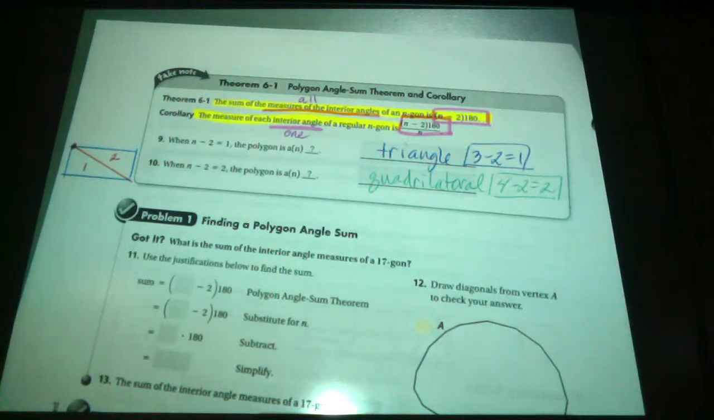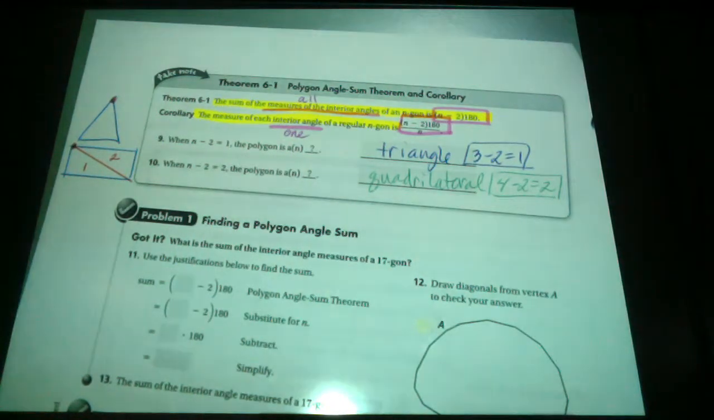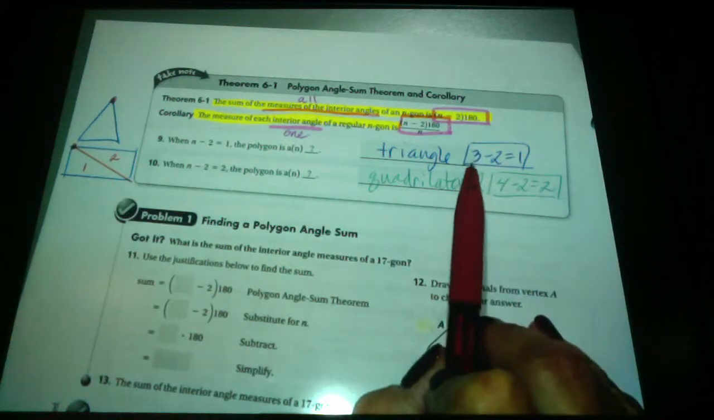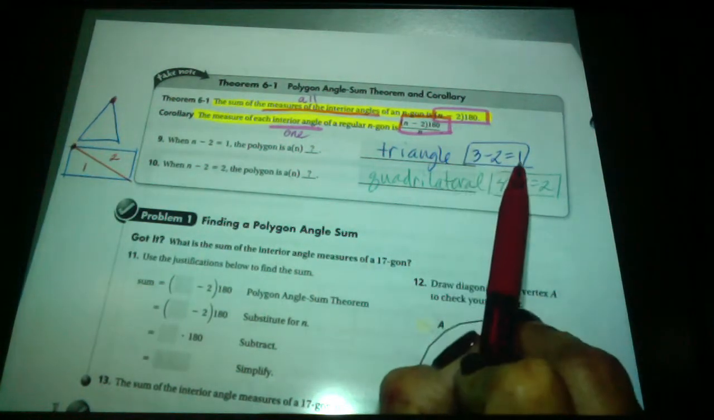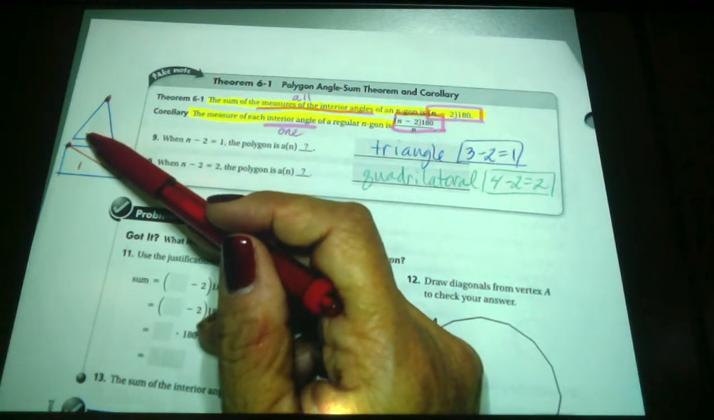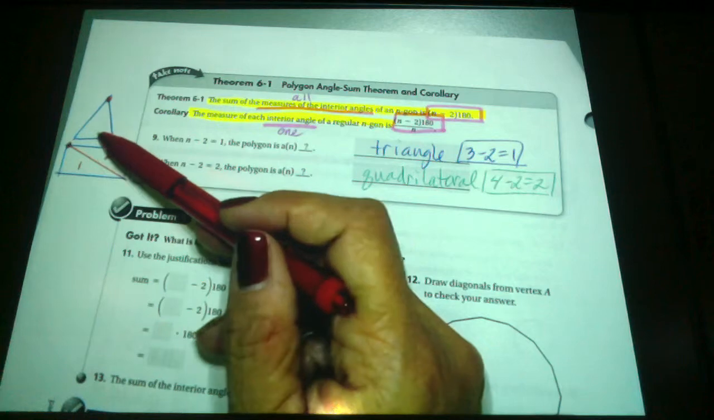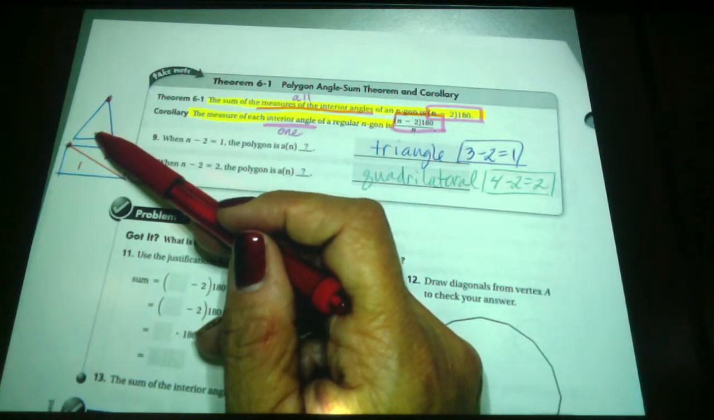Now, if you look at a triangle, can I make a diagonal in a triangle? Can I draw a diagonal from this vertex to another vertex? No. So, if you use a triangle, 3 minus 2 equals 1. It's just 1 times 180 because a triangle is a triangle. It has 180 degrees. You cannot draw a diagonal through a triangle. That is the one polygon that you cannot draw diagonals through. Any other polygon you can.